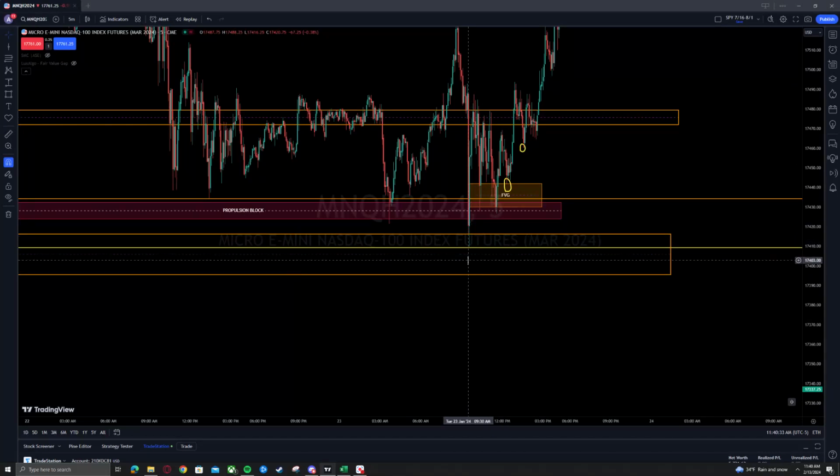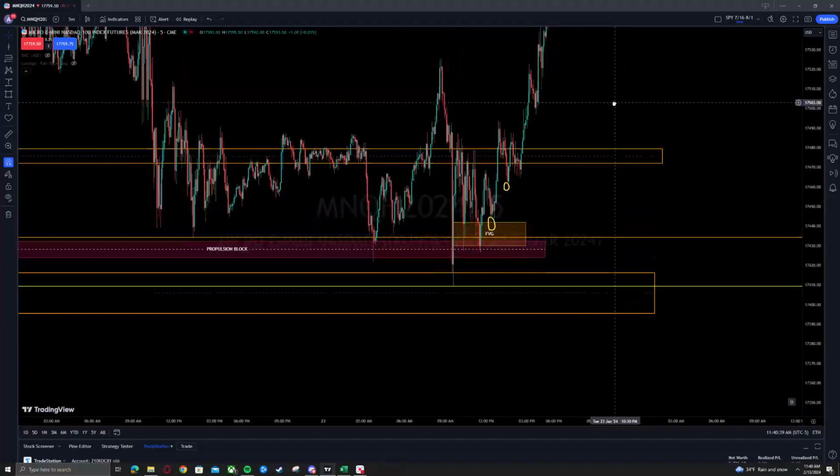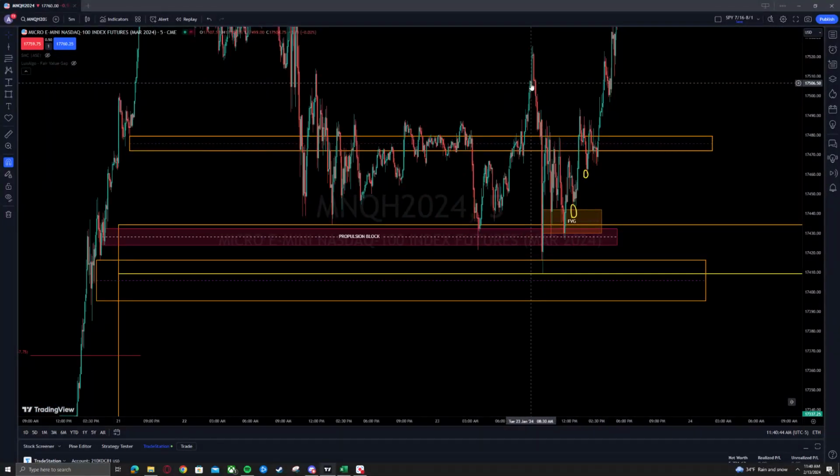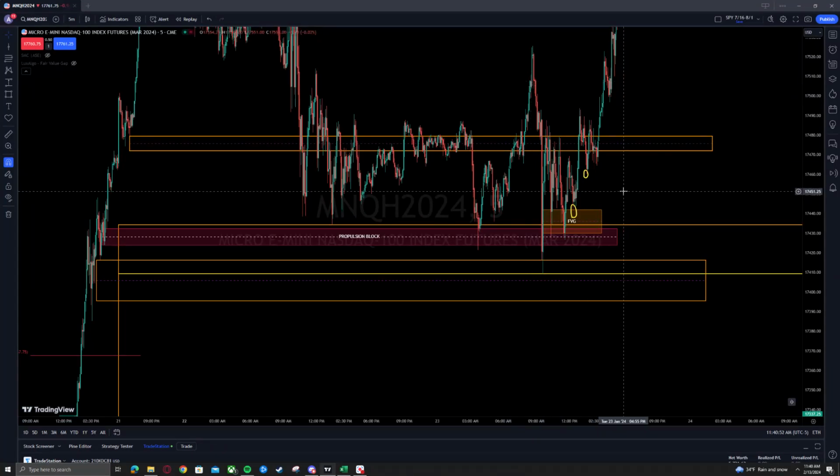So it doesn't go down. It goes back up, back down into this mean threshold, this propulsion block, and then we continue up, and whatever. So that's like one of the answers. I could be missing something. And that's the glory of the market. Everyone looks at the market differently, right? My point of view is different than others' point of view, right?